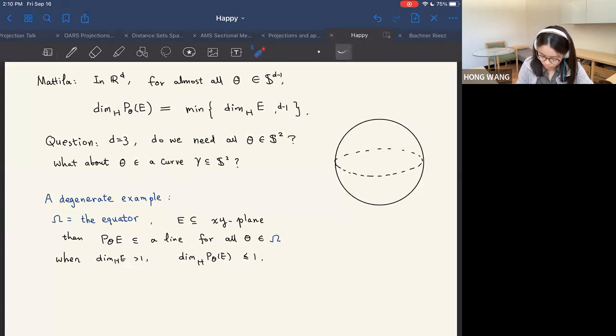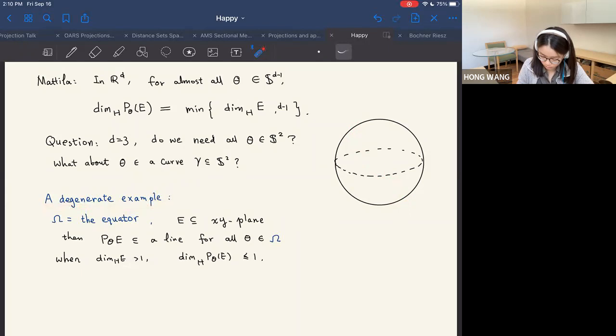So what about theta on some curve in S2? Suppose that we have some curve gamma here, and we only consider the set of directions theta on this gamma. What can we say about the projection image? If we don't impose any condition on this curve, here is a degenerate example.